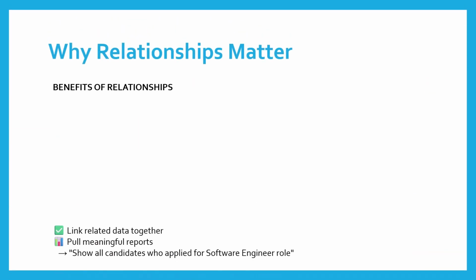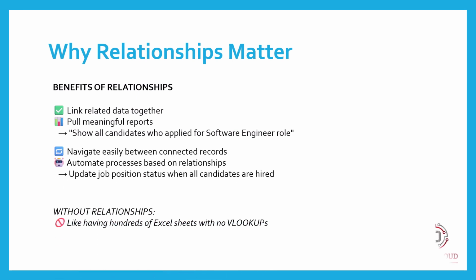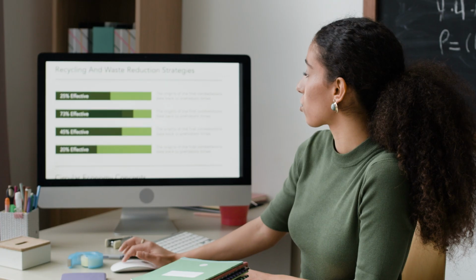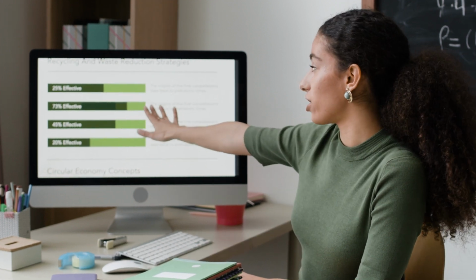So, why do relationships matter? Well, here's why. They link related data together. They help you pull meaningful reports like show all candidates who applied for the software engineer role. They make it easier to navigate between connected records. They allow us to automate processes, for example, automatically updating a job position status when all candidates are hired. Without relationships, Salesforce would be like having hundreds of Excel sheets with no formula or no VLOOKUP.